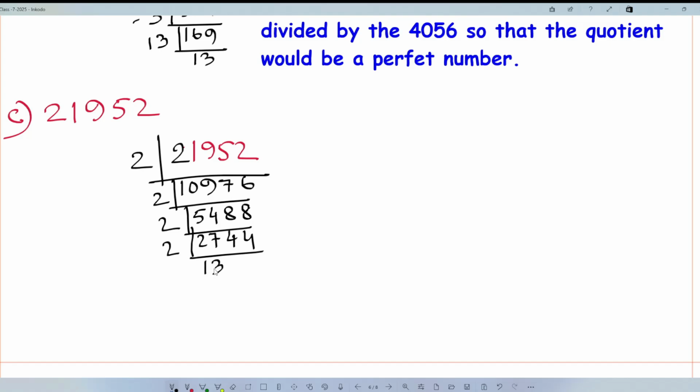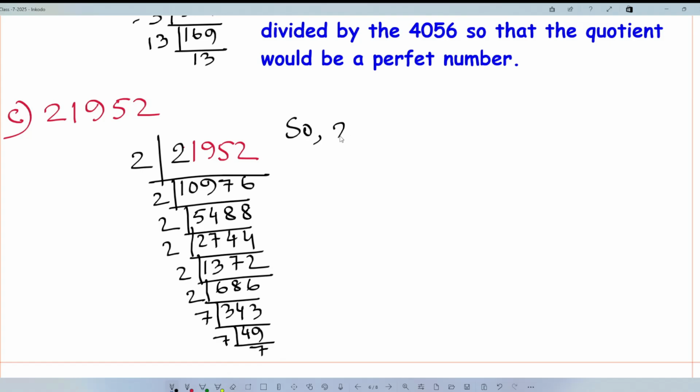1372, then 686. Again divided by 2, it will become 686, right? Again divided by 2, so we will get 343. And 343 we can divide by 7, so it will become 49. Again divided by 7 and finally we get 7. So all are prime numbers.